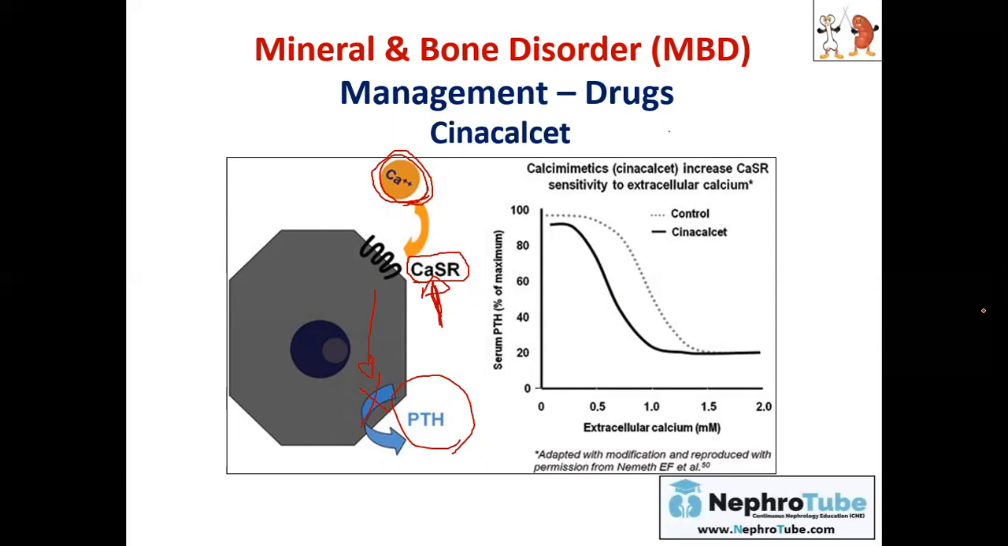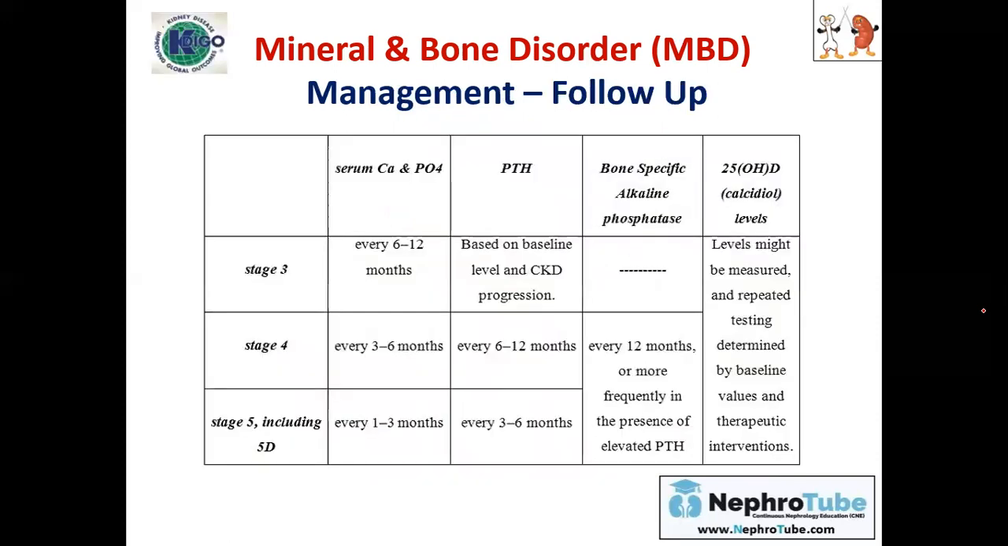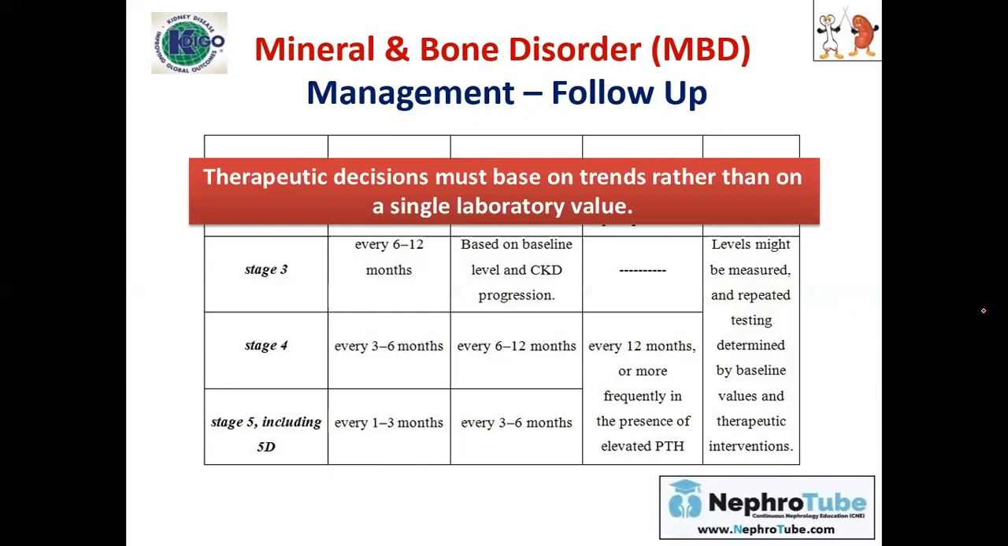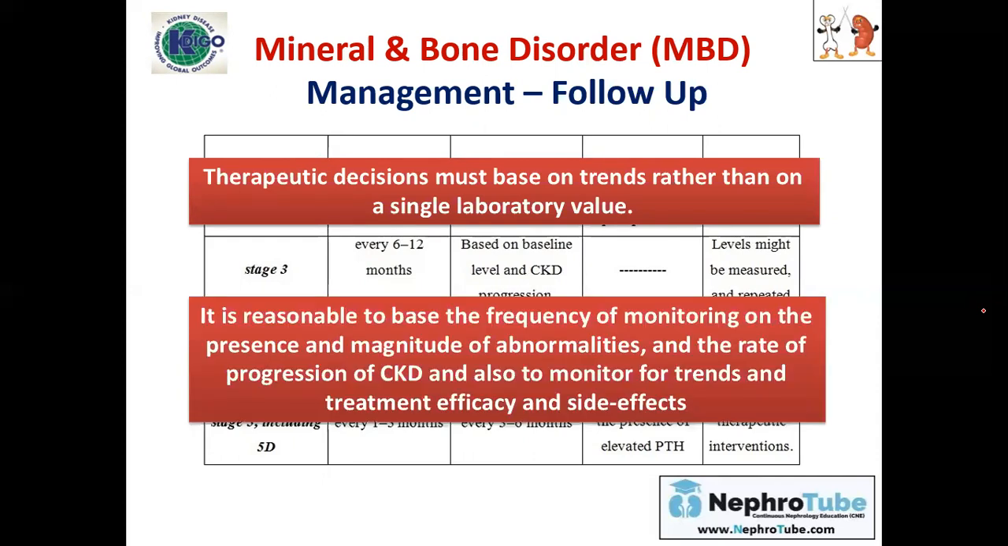And it is important to try to use cinacalcet before the decision of doing a parathyroidectomy for our patients, because it may be effective to decrease the size of the parathyroid gland and the activity of the parathyroid gland. Okay, as we said before, the therapeutic decisions must be based on trends rather than on a single laboratory value. This is very important. And it is reasonable to base the frequency of monitoring on the presence and the magnitude of problems and the rate of progression of CKD, and also to monitor for trends and treatment efficacy and side effects.